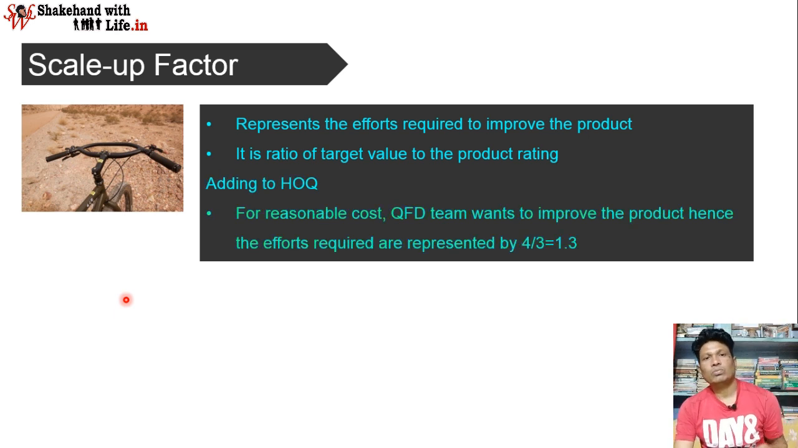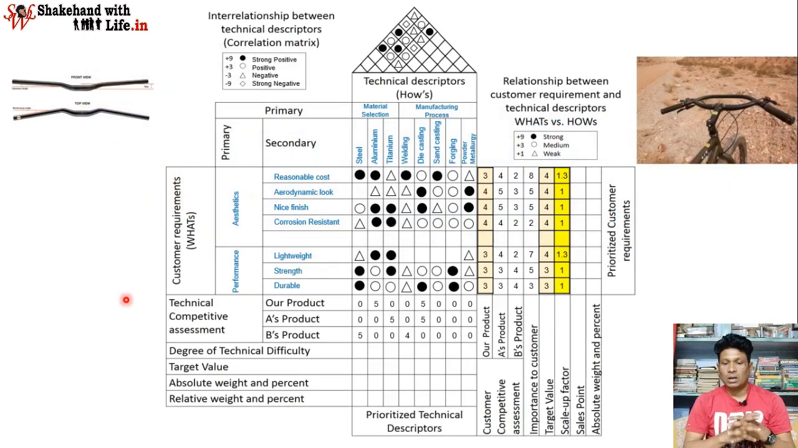So for example, we take the reasonable cost. QFD team wants to improve the product. Therefore, the efforts required are represented by 4 divided by 3. 3 was the previous rating on the basis of customer competitive assessment, but 4 is the target value. Therefore, 4 divided by 3 equals 1.3. Now, let's take a look at the scale-up factor for other requirements. So for reasonable cost, it is 4 divided by 3, 1.3.